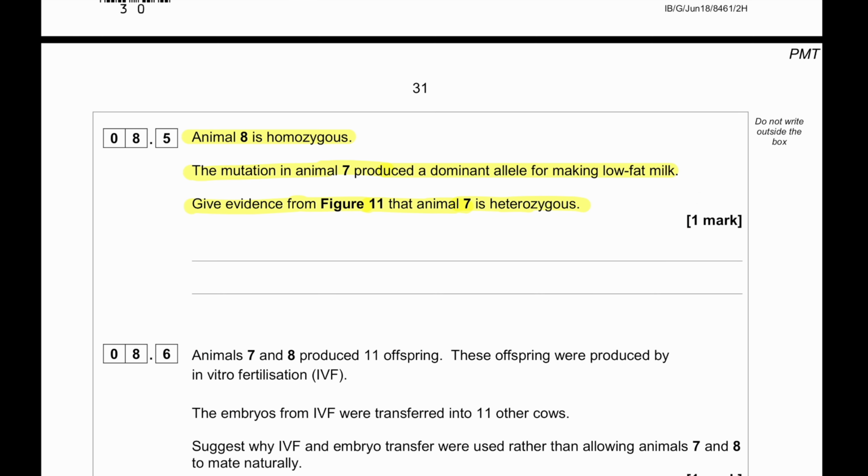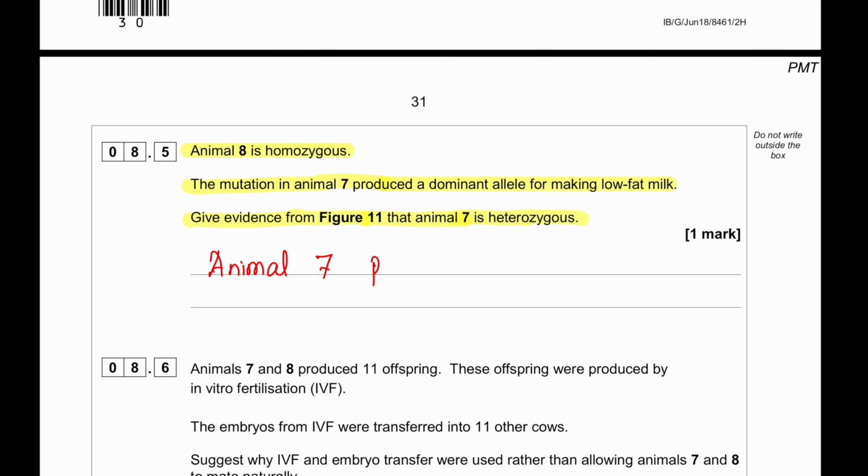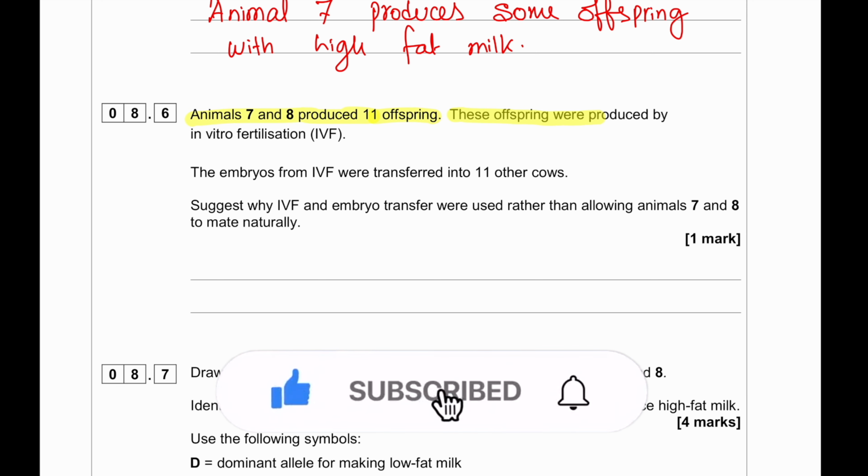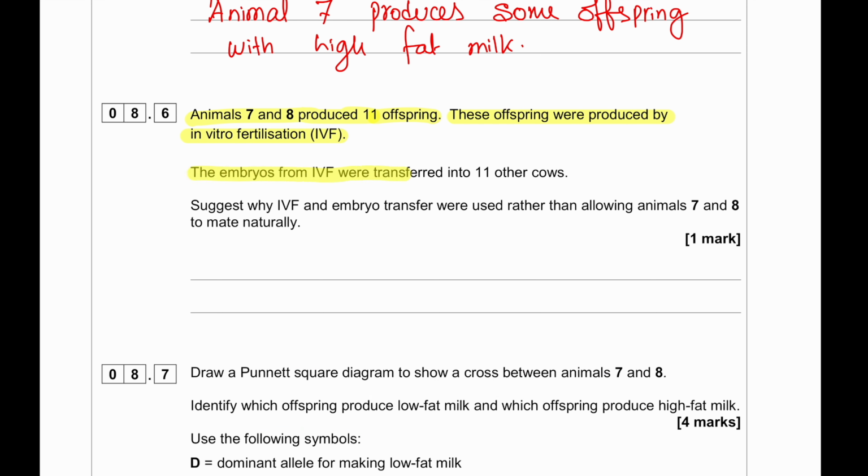So we will say the reason is animal 7 produces some offspring with high fat milk. Animal 7 and 8 produced 11 offspring. These offspring were produced by in vitro fertilization. Embryos from IVF were transferred into 11 other cows. Suggest why IVF and embryo transfer were used rather than allowing animals 7 and 8 to mate naturally.